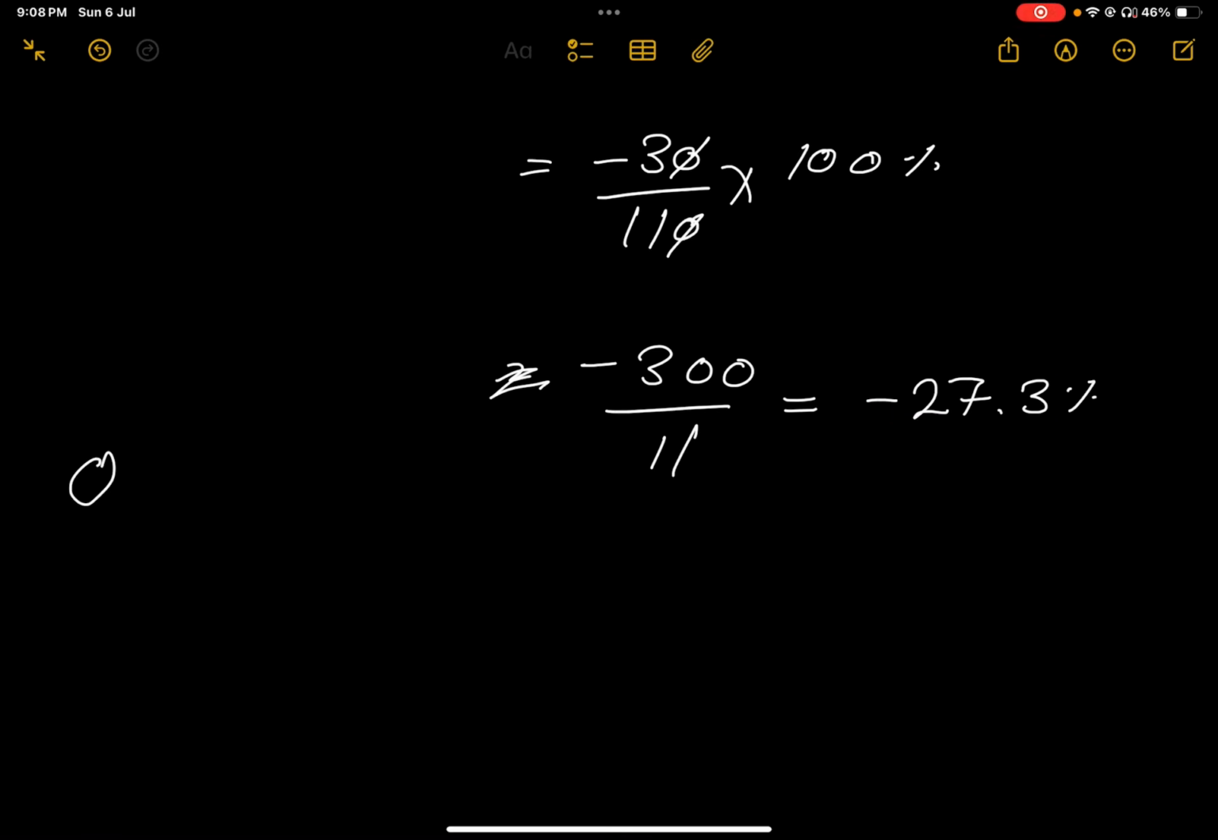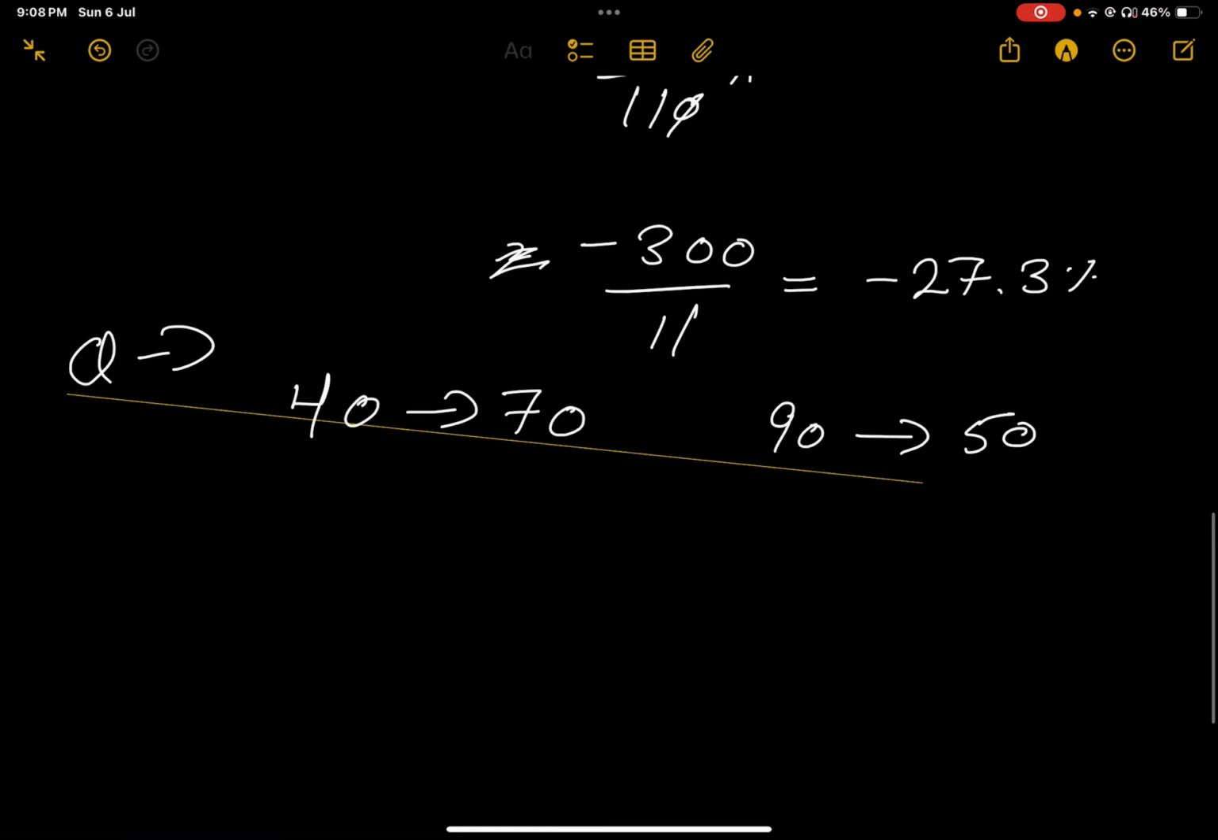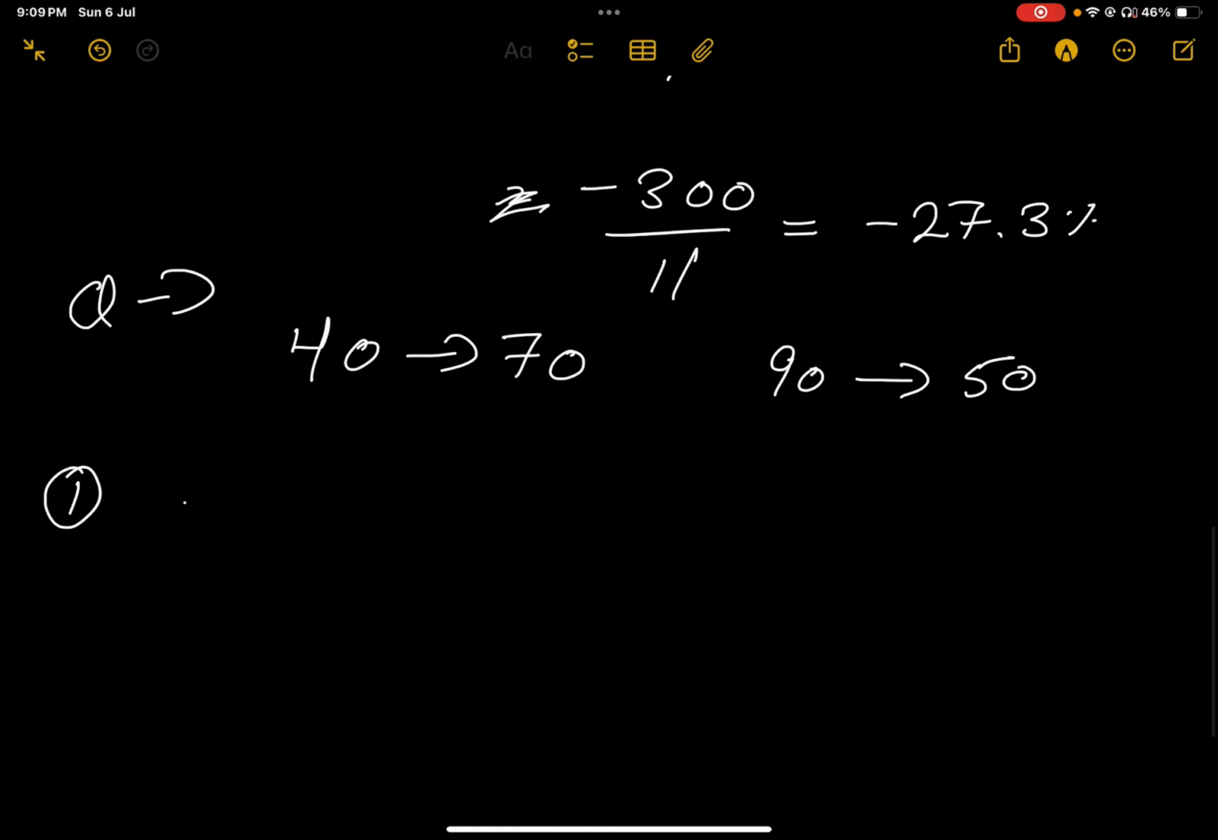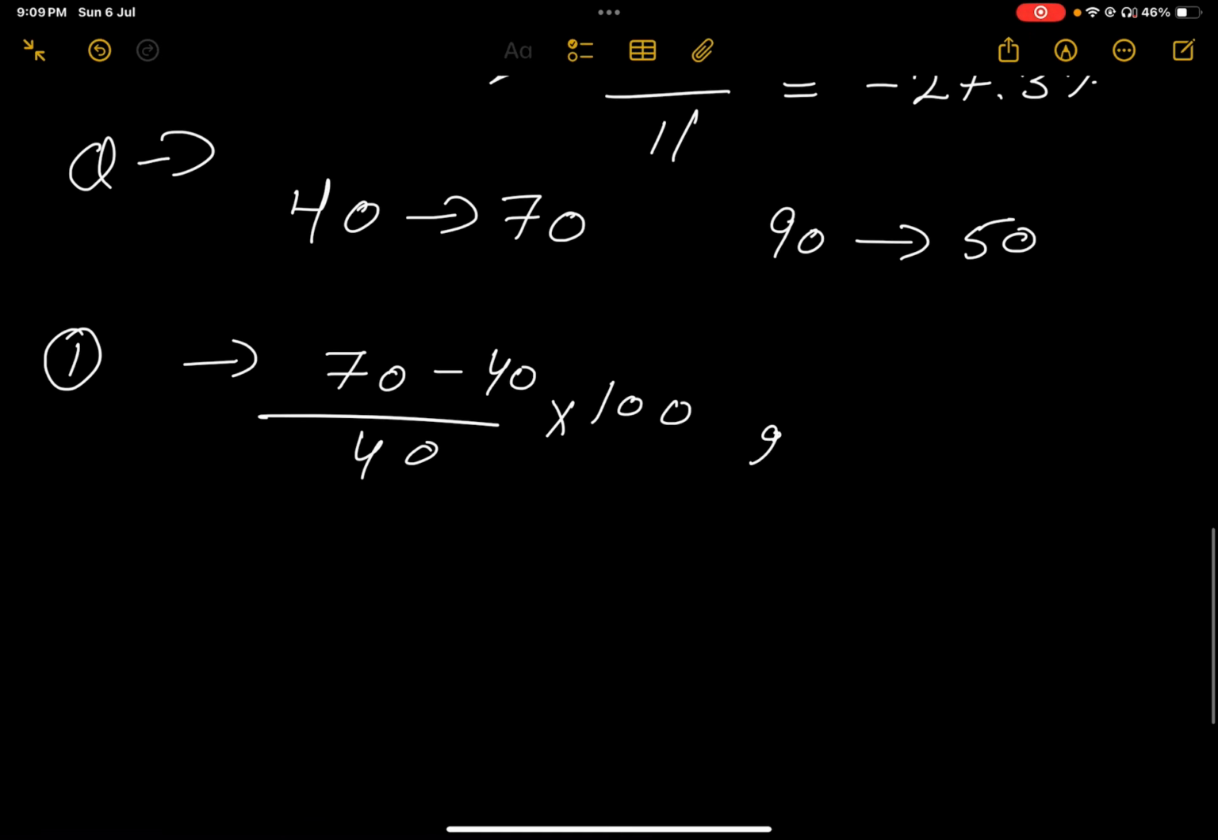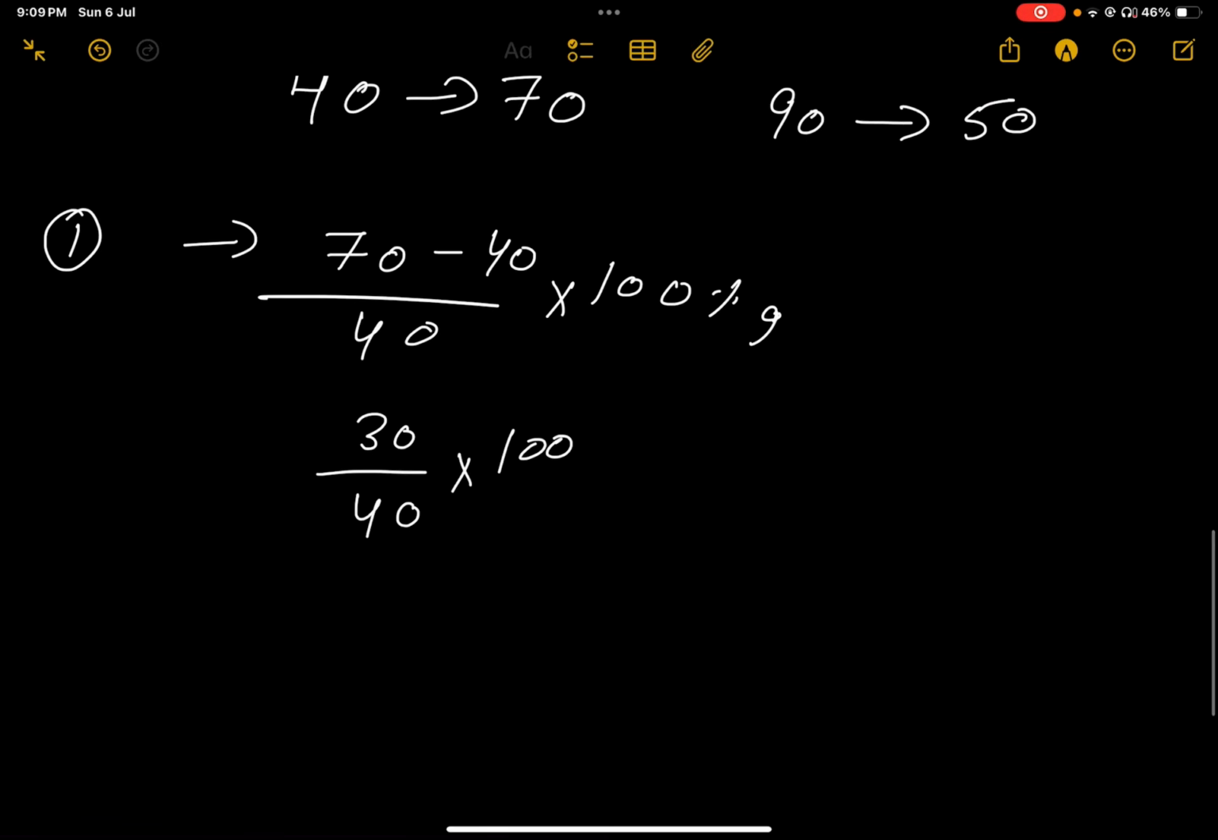Let's do some other questions. You can try first, then I will tell the questions. First question is 70 minus 40 divided by 40 into 100. We first do the first question, then we will do the second question. So we will get 30 by 40 into 100, and we get 75%.